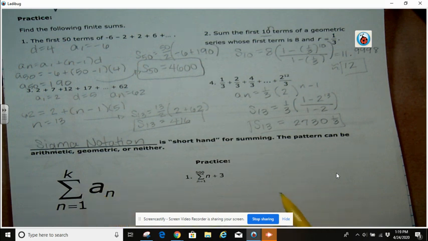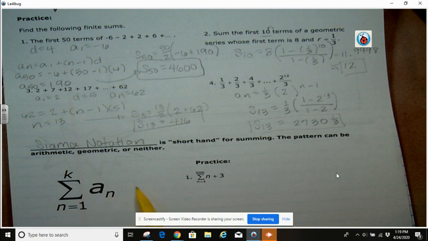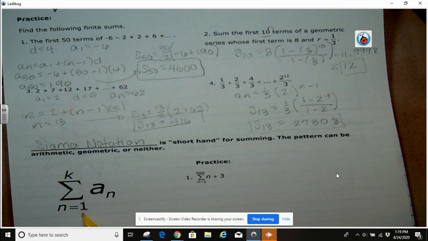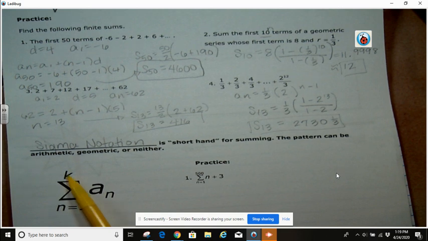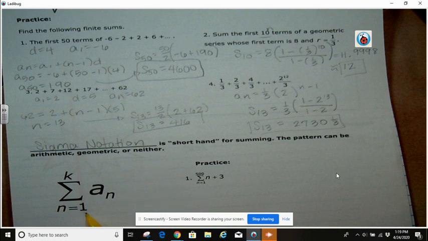Basically, this is the expression, the rule that generates the terms. The number down here, which isn't always 1, could be something else. If you substitute this number in for n into your expression, you've generated the first term. And the top number generates the last term when you substitute in. To get all the terms, you start with the bottom number and go in order, because remember n is positive integers, until you get to the top number, and that generates your whole list. And because it is summation notation, we would want the sum, so we would add those together.